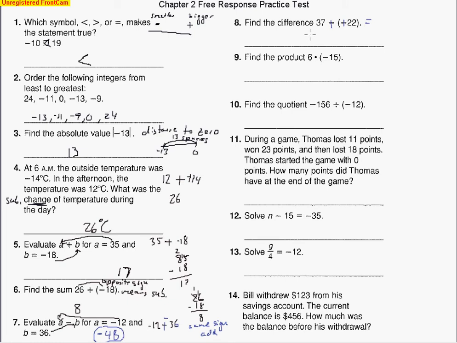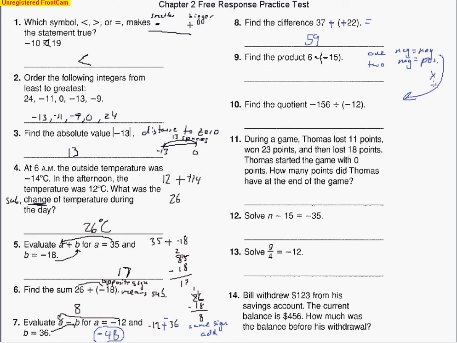When we multiply, the rule is one negative equals a negative. And then if I had two negatives, it would equal a positive. So that's the rule that we have to remember. And it works with multiplication and division. So this is for multiplying and dividing.